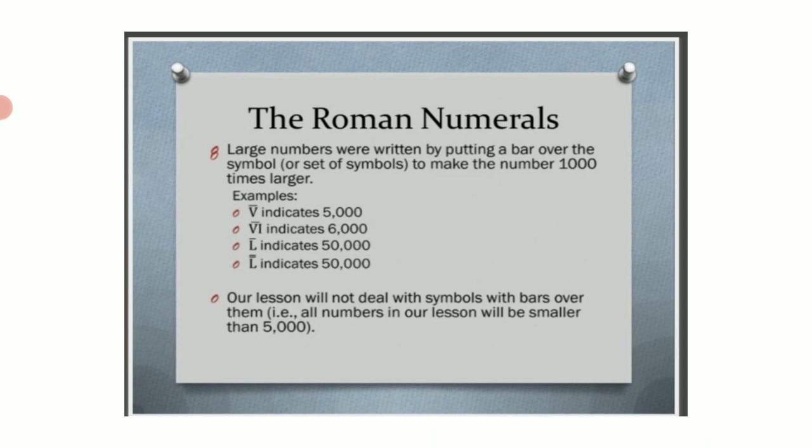In a similar manner, if it is VI, which stands for 6, then 6 multiplied by 1000 becomes 6000. L stands for 50, and if we have a bar on top of L, then that means 50 multiplied by 1000 is 50,000. So our lesson here will not deal with the symbols with bars over them. That is, all the numbers in our chapter on Roman numerals are surely less than 5000.